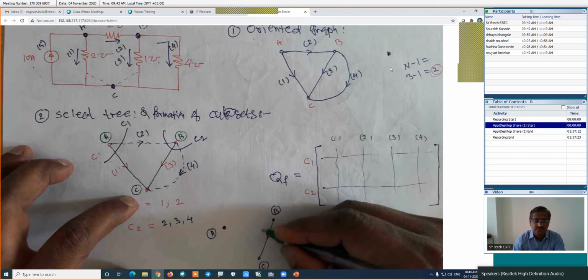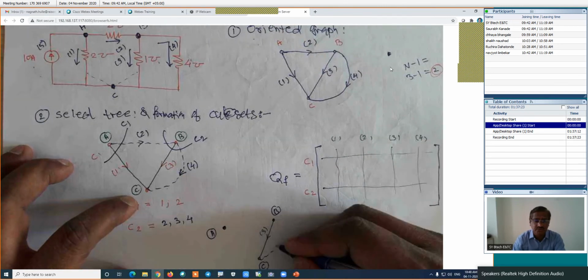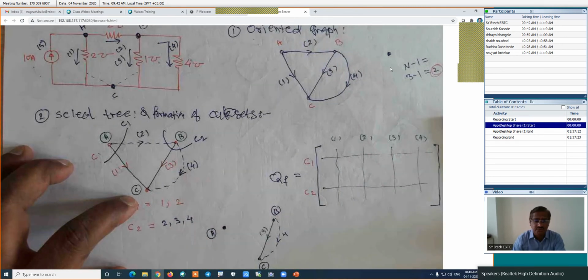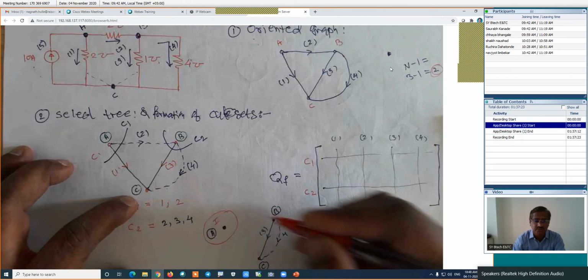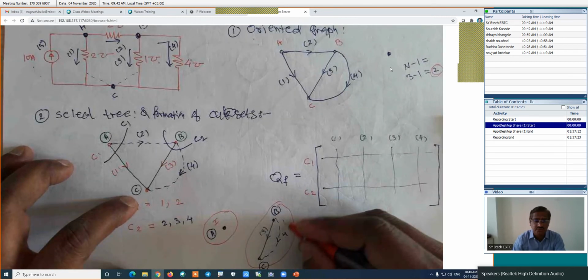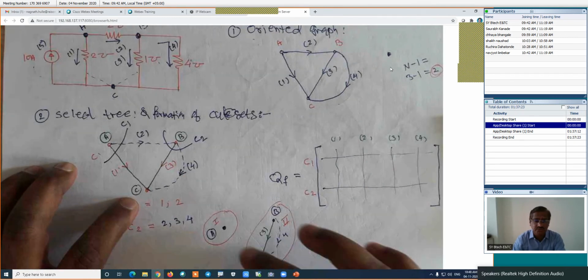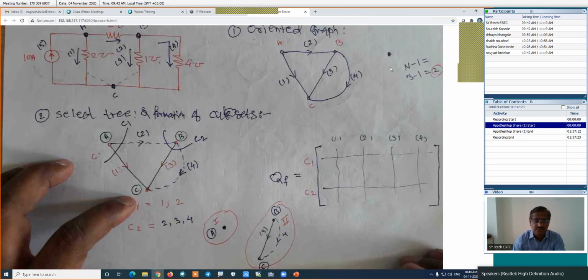This is the branch number 3, and here this is the branch number 4. This is the remaining part of the graph. In that case, this is the part 1 of the graph, and this complete is the part 2 of the graph, because it will divide into the 2 parts. This is part 1, this is part 2. Is it right?